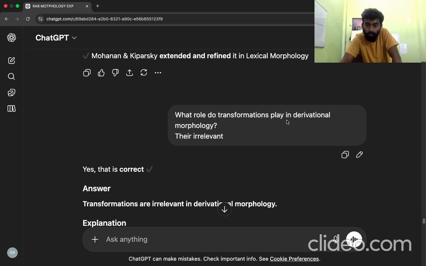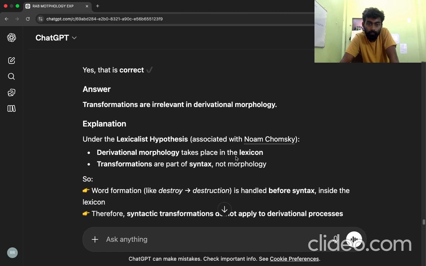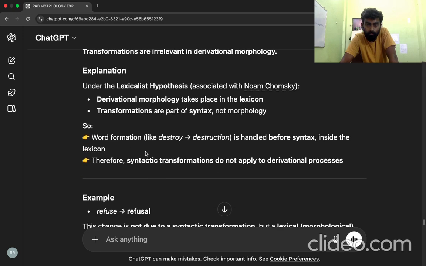What role do transformations play in derivational morphology? They are irrelevant. That is correct. Answer. Transformations are irrelevant to derivational morphology. Explanation. Under the lexicalist hypothesis associated with Noam Chomsky, derivational morphology takes place in the lexicon. Transformations are part of syntax, not morphology. So word formation, like destroy, destruction, is handled before syntax, inside the lexicon.